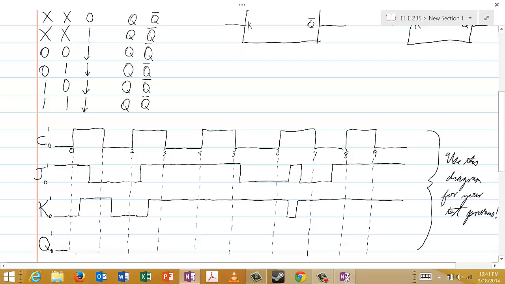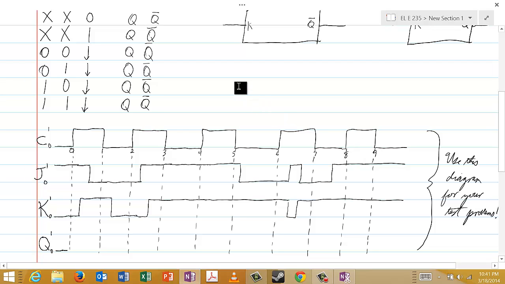Okay, well, since it's a positive edge triggered JK flip-flop, the positive edge triggering tells us we're only interested in the positive edges of the clock signal. And so those will be at time 0, 2, 4, 6, and 8. Those are the only times when the output can change. And so let's see what happens.